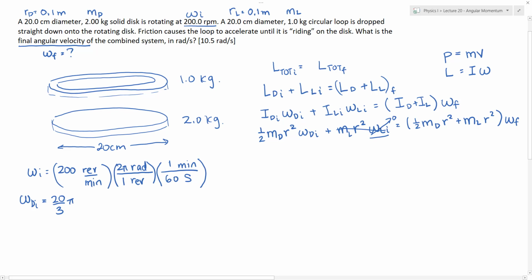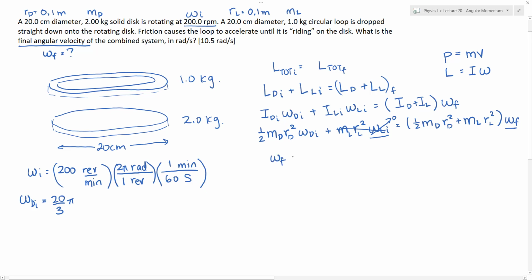Then on the right side of the equals, we have 1/2 mass of the disk. Again, we know what that is, 2 kilograms. The radius of the disk, still 0.1. Mass of the loop is given, radius of the loop. This is the radius of the loop and the disk, but they're both the same radius, so that's why I didn't really bother putting them in. And then we're solving for this omega final. So we're good to go. We just have to rearrange our formula.